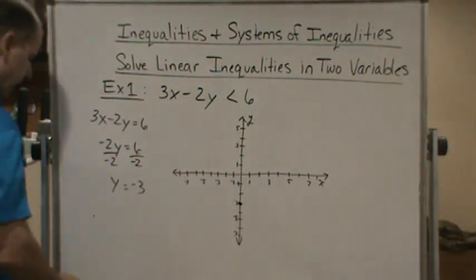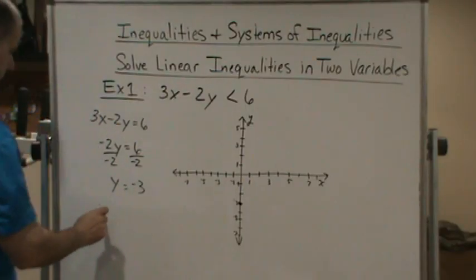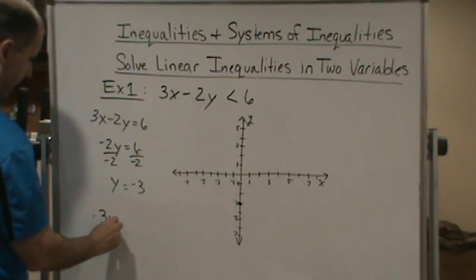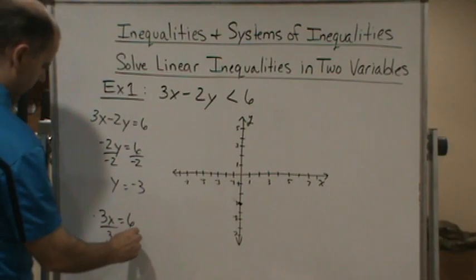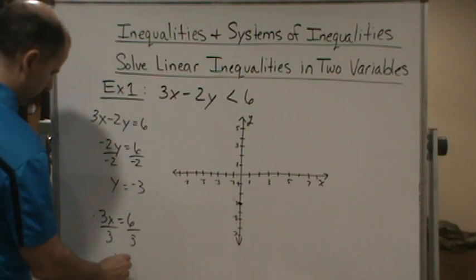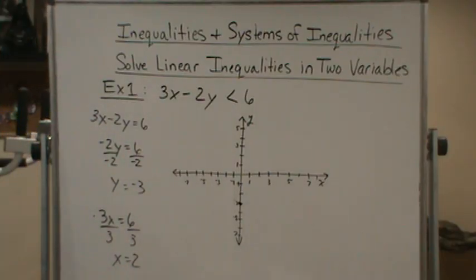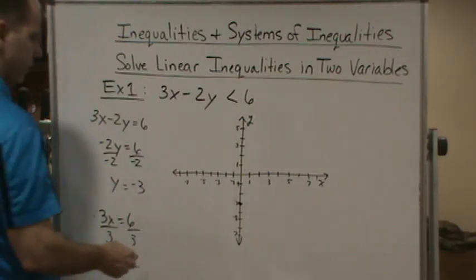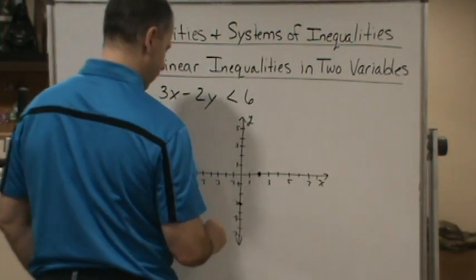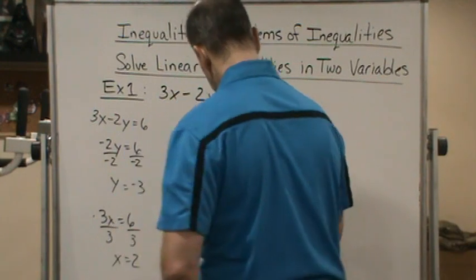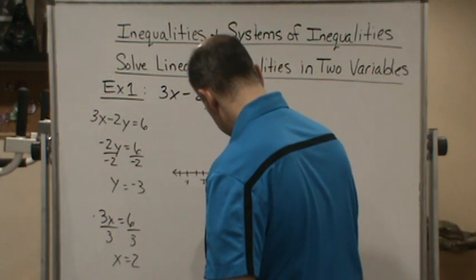Okay? And now what we're going to do is make y 0. So when y is 0, we get 3x is equal to 6. Divide both sides by 3, and we get x is equal to 2. And so we get 2 comma 0. So 2 comma 0 is right here. And so now we're just going to draw the line and connect those dots. Okay?